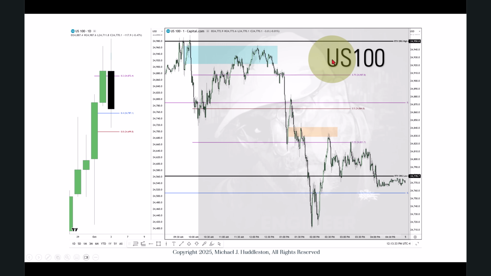This is the CFD version of NASDAQ futures contract. It's not going to mark to market perfectly, but I'm going to show you here that it's doing the same things I'm teaching that the futures market is doing.